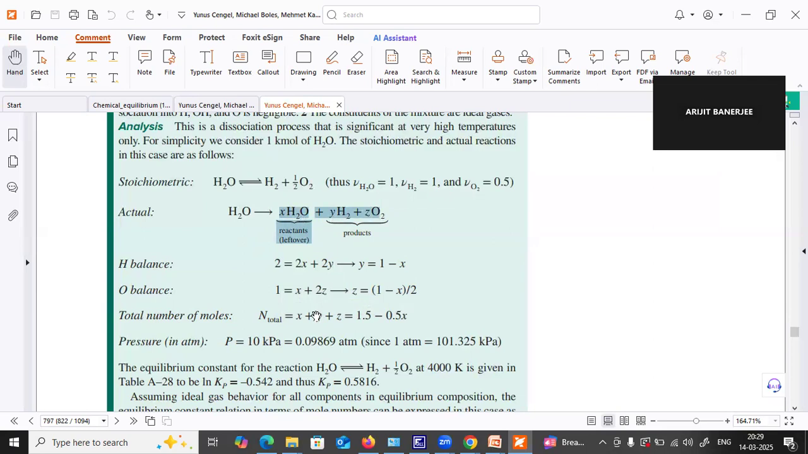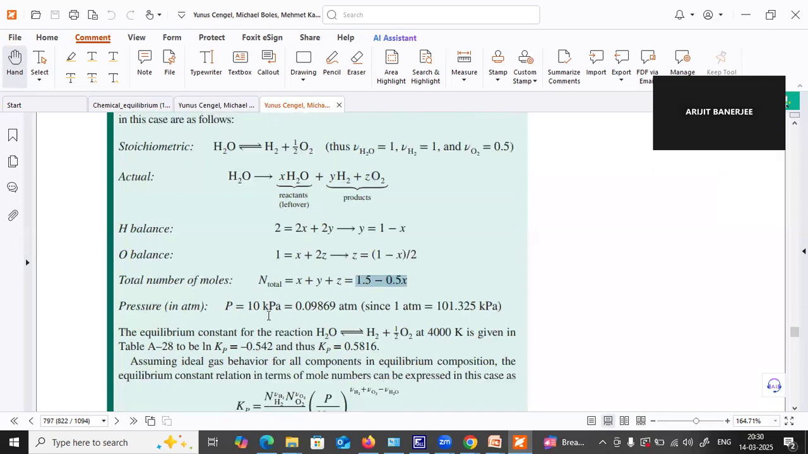So this is the equilibrium composition. So the total number of moles is x plus y plus z. Since I have already written y in terms of x and z in terms of x, I can combine all of these in terms of x only. Therefore, the total number of moles is equal to 1.5 minus 0.5 x. This is in terms of x only. It is unknown; that x we have to solve.